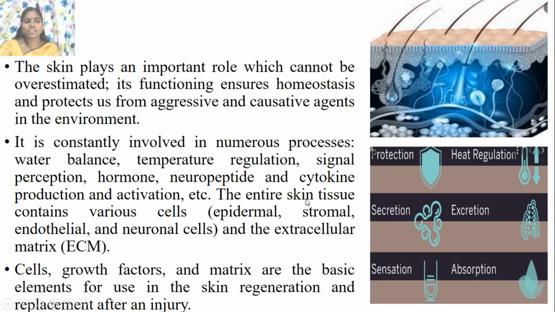The entire skin tissue contains various cells: epidermal, stromal, endothelial, neuronal cells and extracellular matrix. The cells, growth factors and matrix are the basic elements used in skin regeneration and replacement after injury. So these are the three important factors which have a role in skin regeneration and replacement.